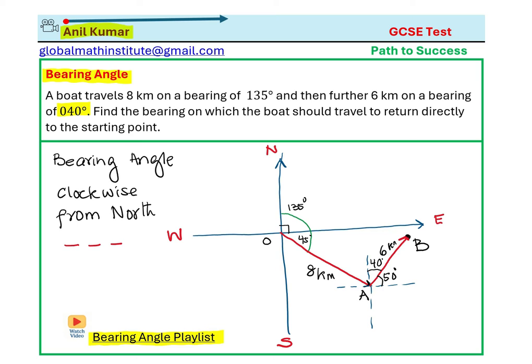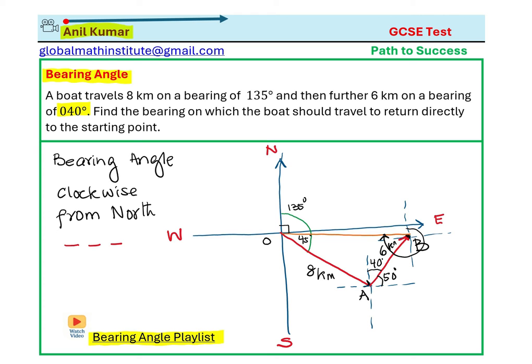Directly to the starting point means you have to get back to where you started. So to O, from B to O. Let me connect the two. We want this bearing. So let's draw our axis once again at B. Means we are looking for this angle. You get the whole idea. So that is the bearing at which the boat has to travel back to O.